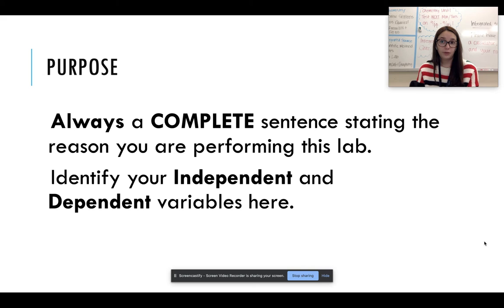So I identify my variables, which you did at the top of your lab. Then you need to give me a control. And as a reminder, your control is something that's not changing in the environment. Then you'll write your purpose down, and a lot of the time you include your independent and dependent variables.